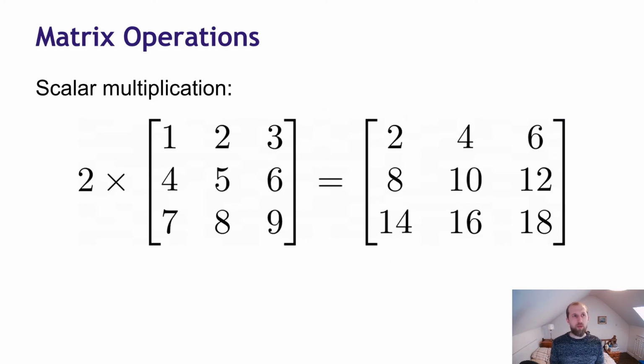So there are some important operations that we need to know about matrices. The first one is a scalar multiplication, and this is very simple. If you have a scalar, which is just a regular number on its own, you simply multiply each value in this matrix by that scalar. So the 1 becomes a 2, the 2 becomes a 4, etc. Shouldn't need to go too far into that.